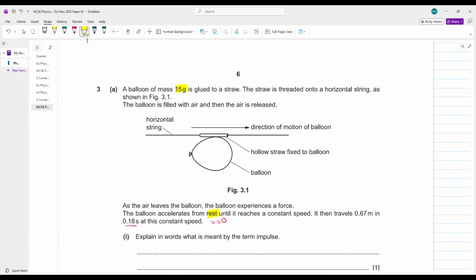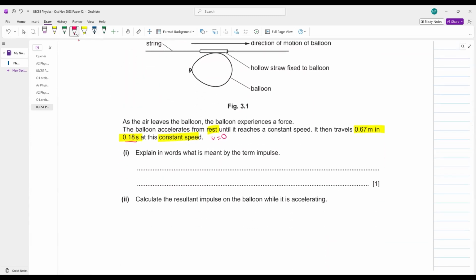Okay, let's highlight this too. It travels 0.67 meters in 0.18 seconds at constant speed. Explain in words what is meant by the term impulse. What is the meaning of impulse? Product of force and the time for which the force acts. Okay.